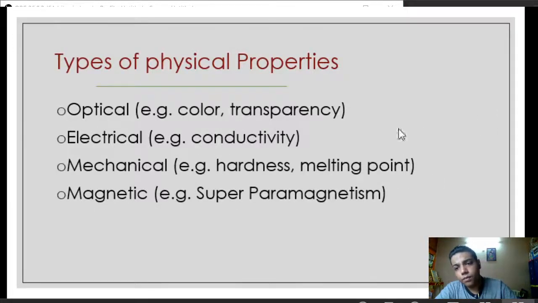So now we will see what are the types of physical properties. There are basically four physical properties. First is optical property, second electrical property, third mechanical property, fourth magnetic property.